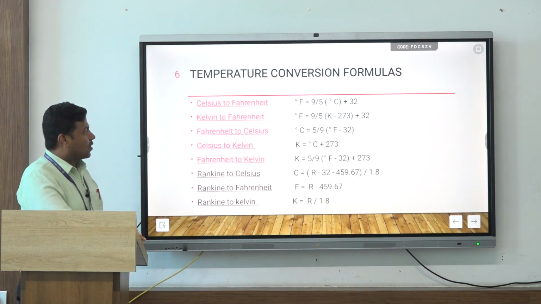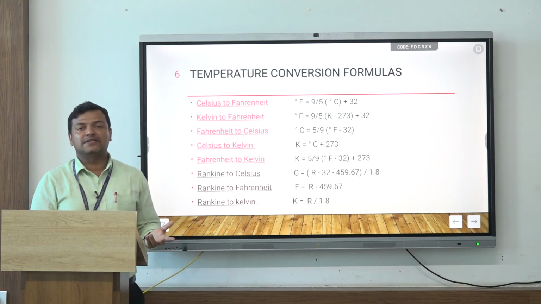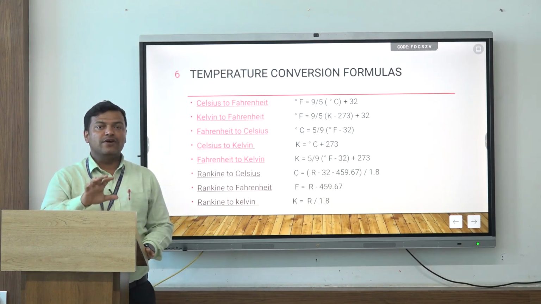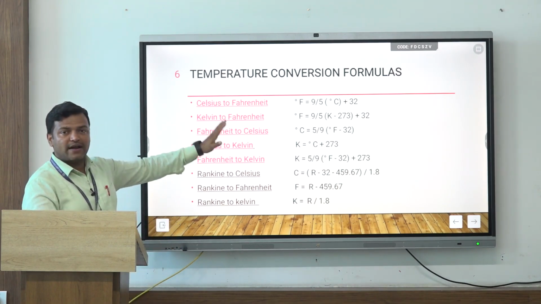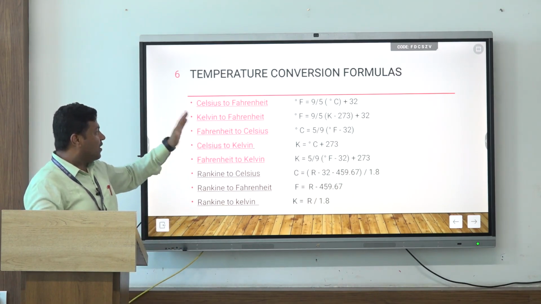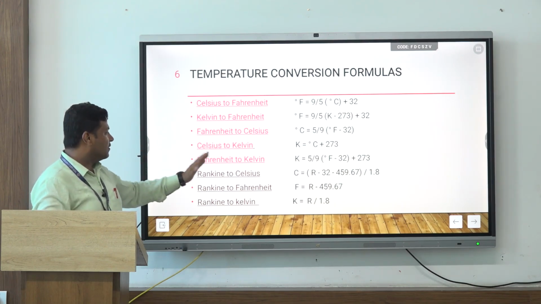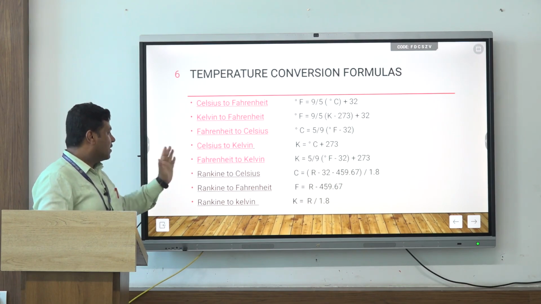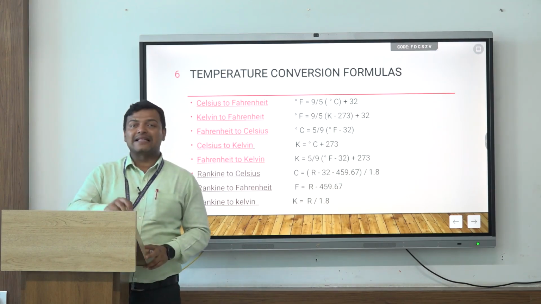Temperature conversion formulas. Various formulas have been established for conversion of various scales. We will see them one by one: Celsius to Fahrenheit, Kelvin to Fahrenheit, Fahrenheit to Celsius, Celsius to Kelvin, Fahrenheit to Kelvin, Rankine to Celsius, Rankine to Fahrenheit, Rankine to Kelvin. Why are these scales required?